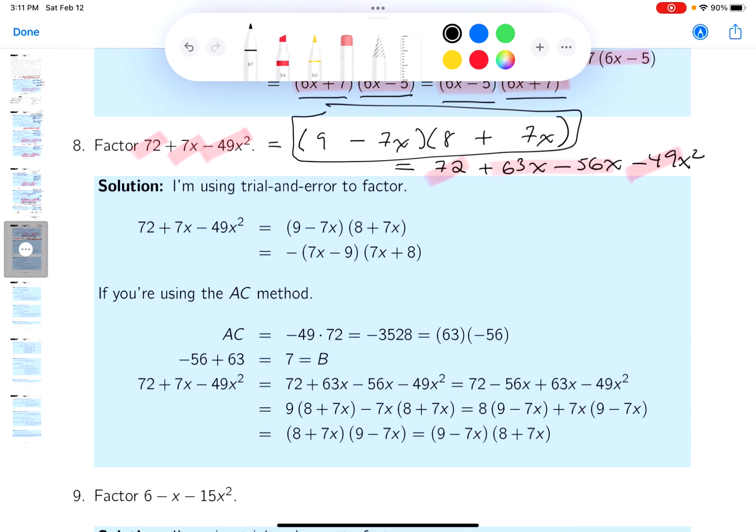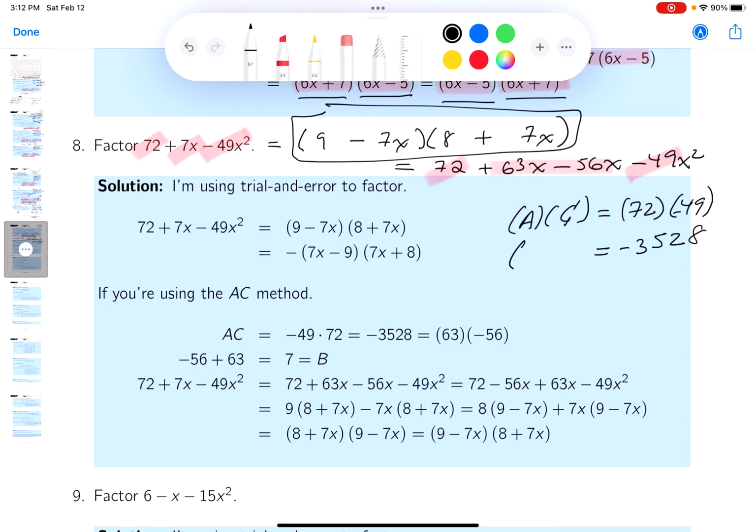Right, now I'm going to tell you why I believe the AC method is such a bad idea for this particular problem. It's the multiplication of the A times the C. And again, you're allowed to use a calculator, I realize that. A times C, what's that going to be? 72 times 49. Well, I'm not going to bore you with the details, but A times C turns out to be minus 3,528.